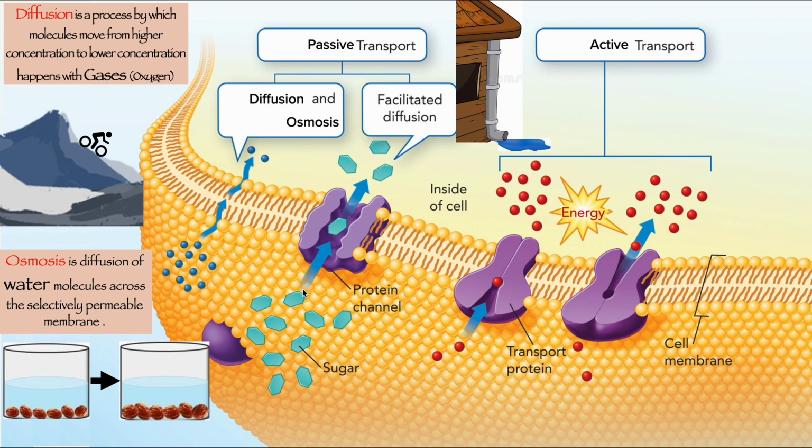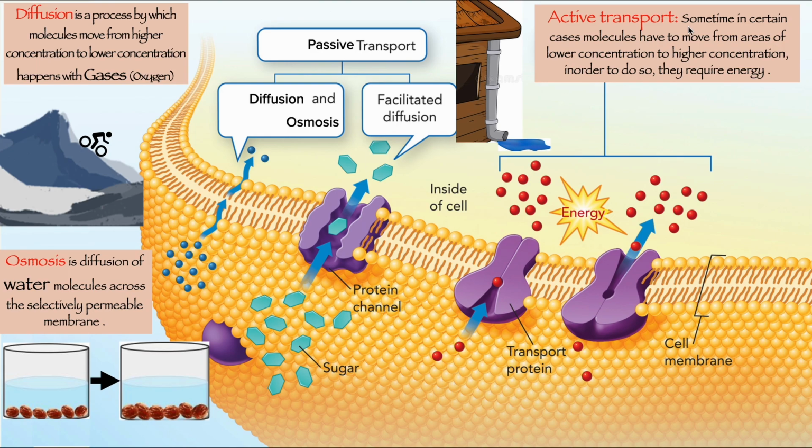Now let's move on to active transport. These are examples of active transport. Here in active transport, there is a need for energy. Unlike passive transport, active transport needs energy for molecules to pass through the cell. Sometimes, in certain cases, molecules have to move from an area of lower concentration to higher concentration. In order to do so, they require energy. So basically it's the opposite of diffusion that we learned here.